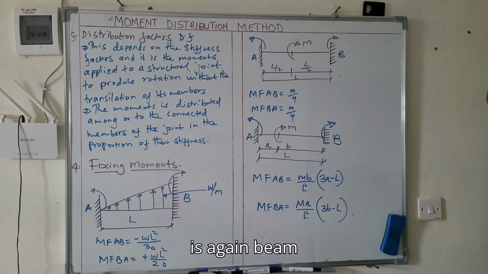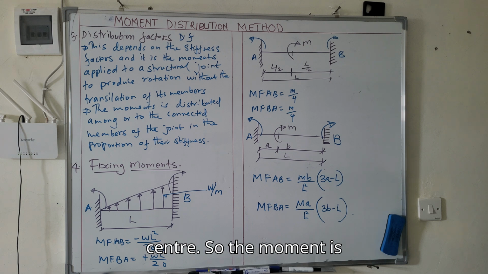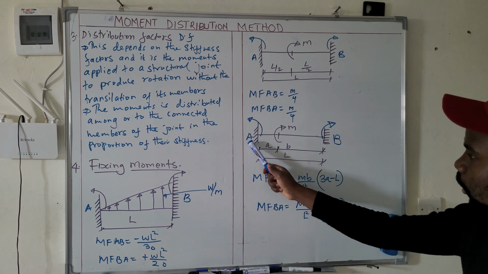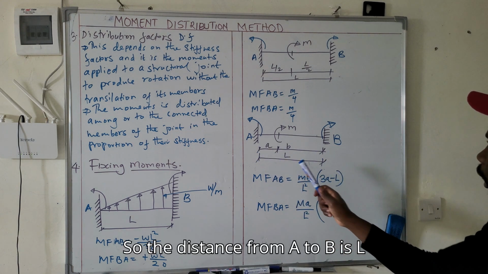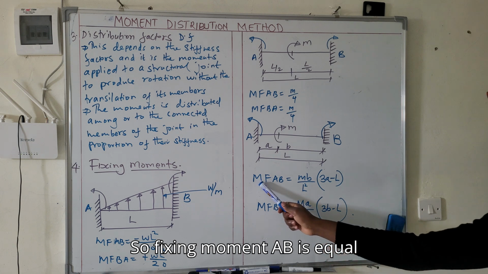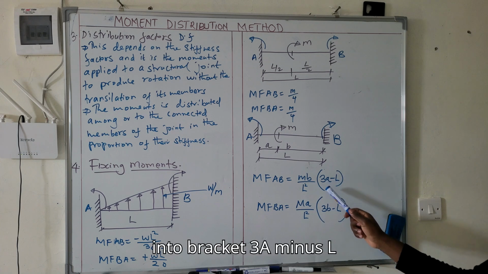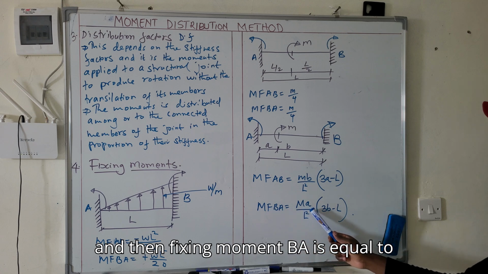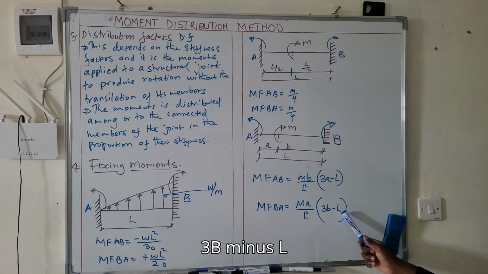Another case is again a beam subjected to a moment, but not at the center. The moment is eccentrically placed on the beam at distance A from A and at distance B from B. The distance from A to B is L. So fixing moment AB is equal to MB over L squared into bracket 3A minus L. And then fixing moment BA is equal to MA over L squared into bracket 3B minus L.